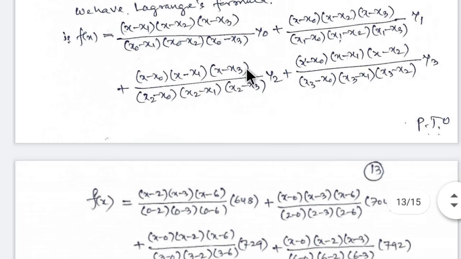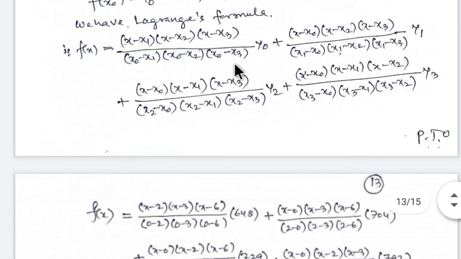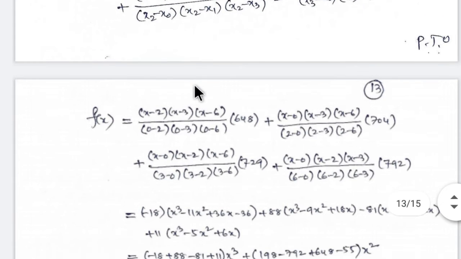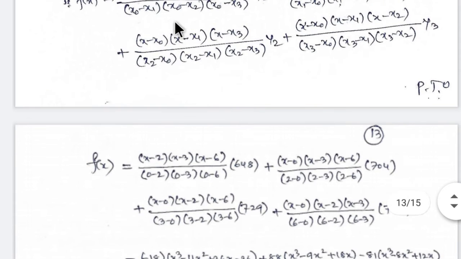Okay. This is the Lagrange's formula for this given problem. Substitute all the values. f(x) equal to (x minus 2), here x0 is 2, very first x1 is 2, substitute all the values x1, x2, x3 for the first: (x minus 2)(x minus 3)(x minus 6) divided by (0 minus 2)(0 minus 3)(0 minus 6), y naught value, f of x naught value, that is 648.